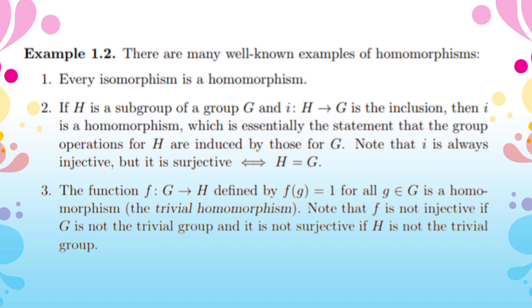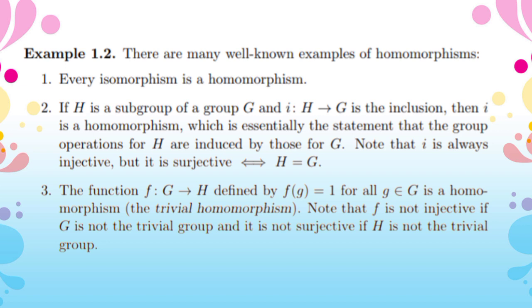Second, if H is a subgroup of a group J and i: H to J is the inclusion, then i is a homomorphism, which is essentially the statement that the group operation for H is induced by that for J. Note that i is always injective, but it is surjective only if H equals J.